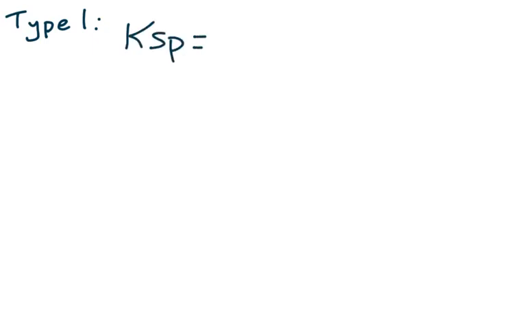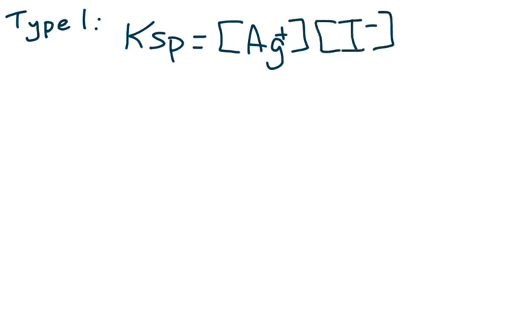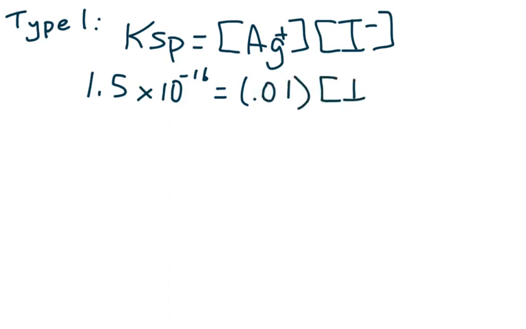And it is always the two ions that make up your solid. Well, in this case, it's Ag+ and I-, because we're trying to find the KSP of AgI. So they've given us the KSP, which is 1.5 times 10 to the negative 16, a really small number. They've given us Ag+, which is 0.01 molar, and they want us to find I-.